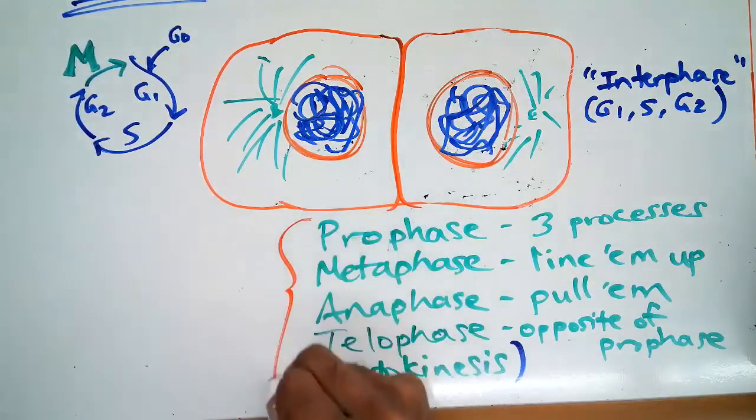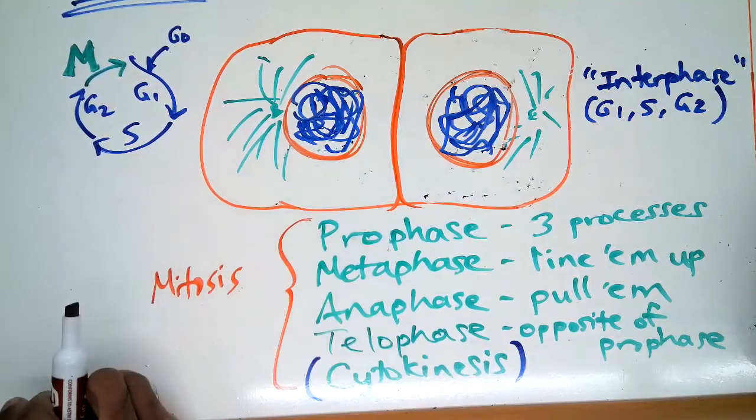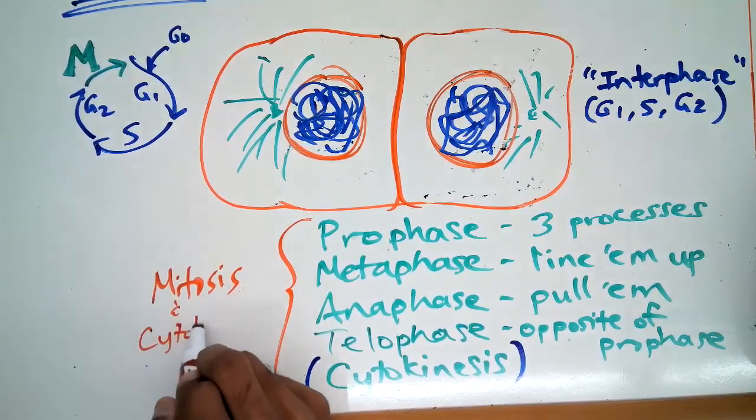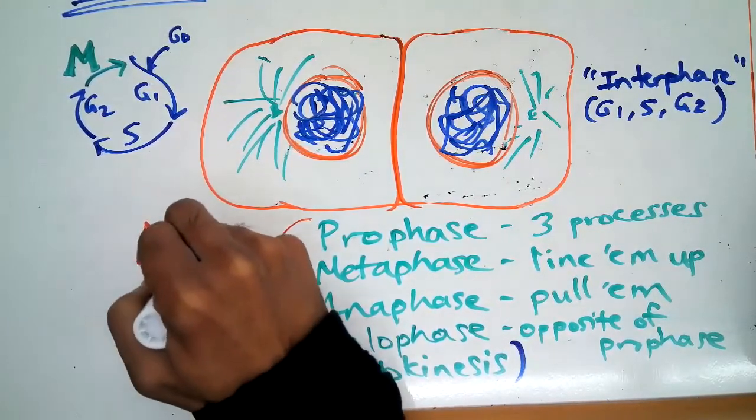So that right there summarizes the processes of mitosis and cytokinesis, as I mentioned below. And this is M phase.